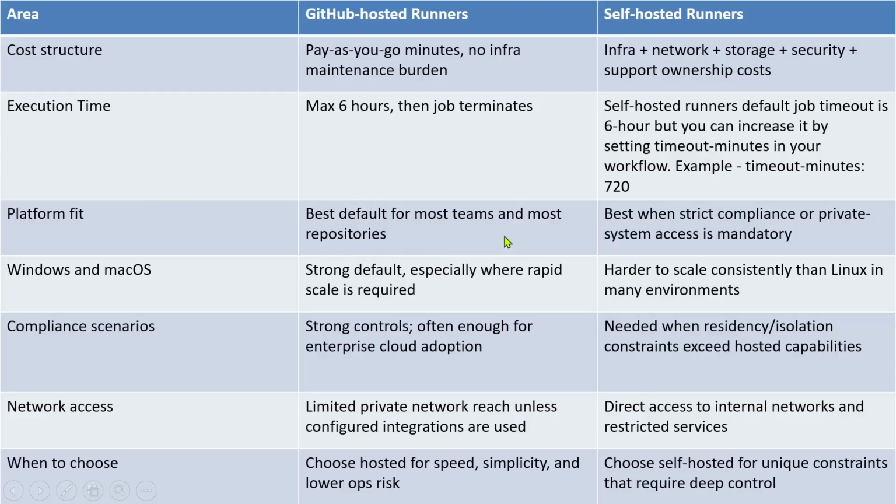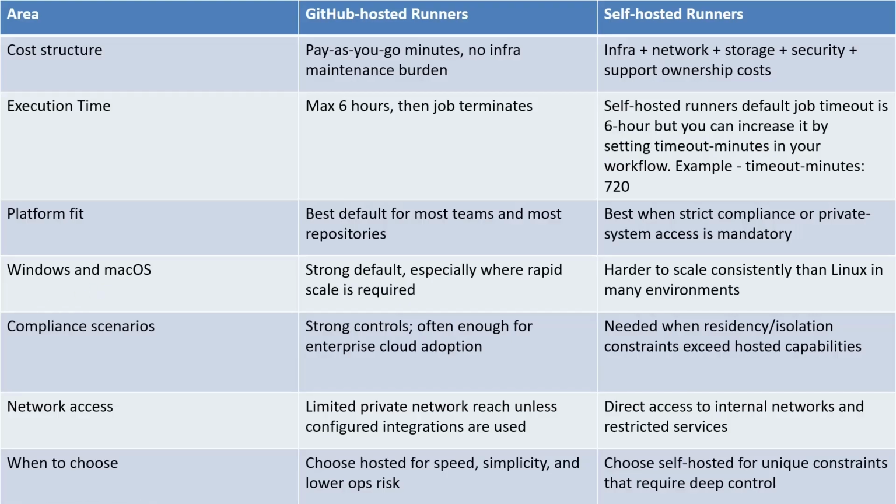Platform fit. Best defaults for most teams and most repositories. Best when strict compliance or private system access is mandated. If you want to connect to your internal network, then self-hosted runners are good. If you don't want to connect to the internal network, then GitHub hosted runners are best.